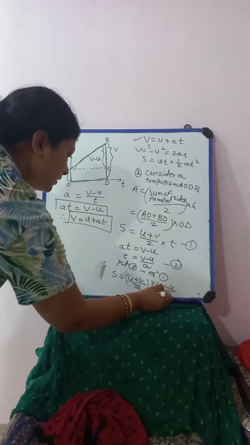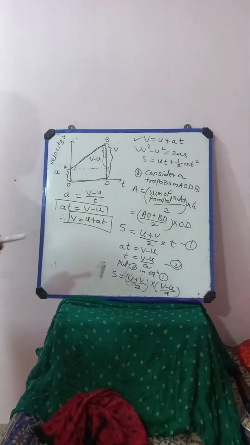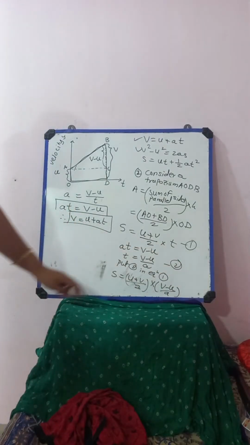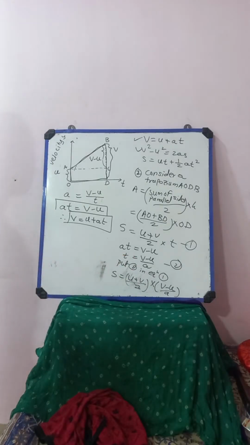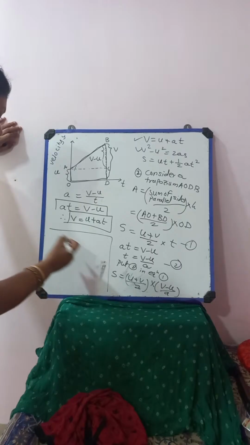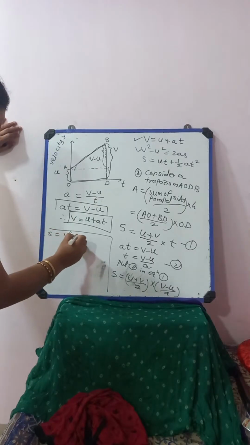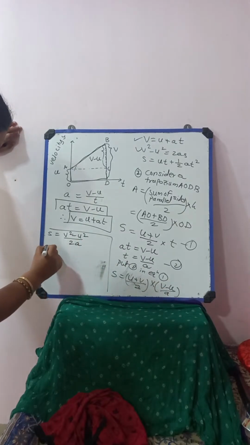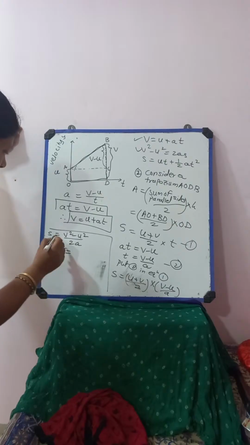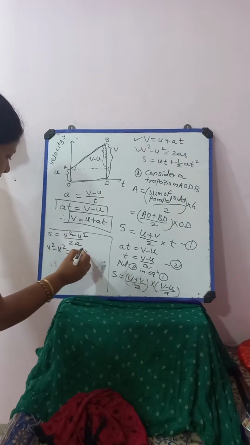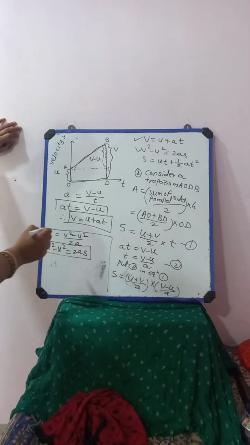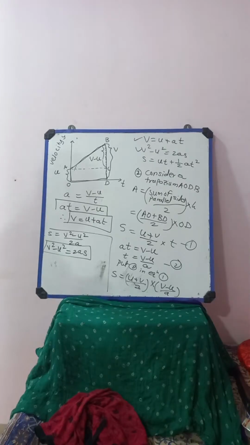T is nothing but V minus U upon A, correct? So here if you observe, U plus V and V minus U, that is nothing but A plus B, A minus B, and that is nothing but V square minus U square. So S is equal to V square minus U square upon 2 into A, that is 2A. So V square minus U square, 2A you can transpose to this side, twice of AS. This is the second kinematics equation with the help of graph.